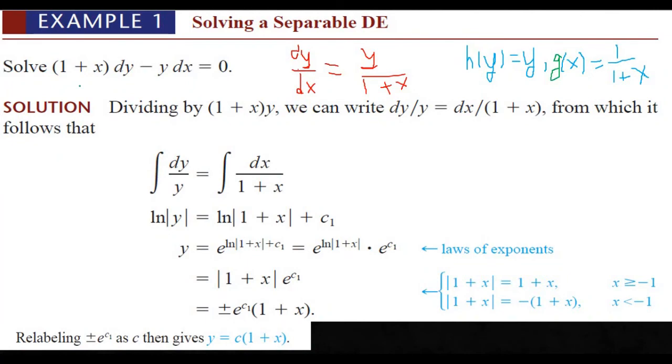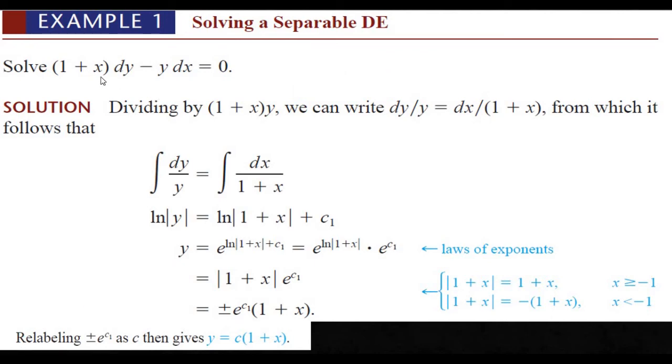To solve this differential equation, firstly we need to check whether it is separable or not. If we divide this differential equation by dx multiplied by 1 plus x, we obtain dy over dx is equal to y over 1 plus x. This is the multiplication of two functions, y and 1 over 1 plus x. So in this case h(y) is equal to y and g(x) is equal to 1 over 1 plus x.